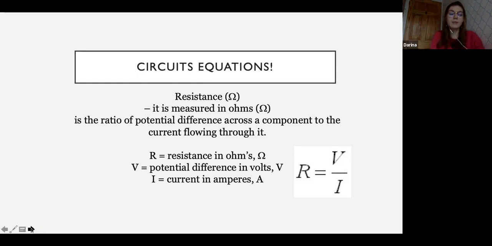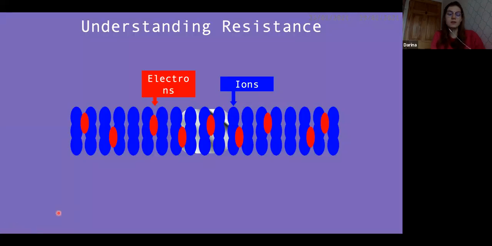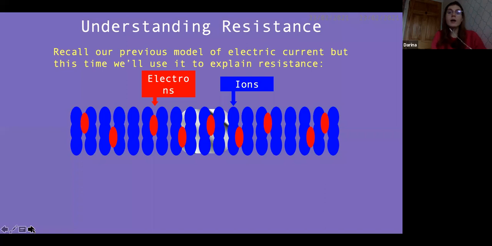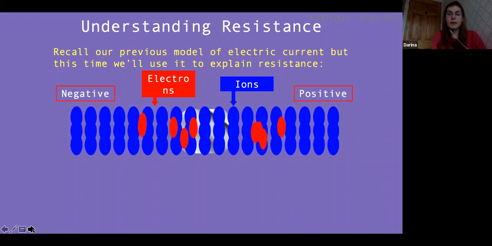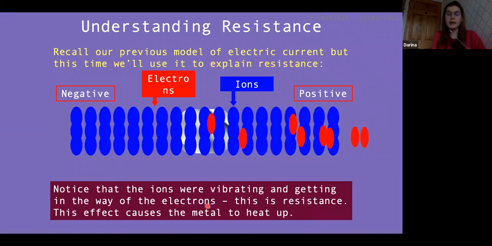Right, so we've got a couple of questions already about resistance. So let's go into a bit more depth on resistance, because it's kind of the most unusual concept here. So let's try and understand resistance. Again, we've got our electrons and our ions in our wire, which are the conductors that make up the circuit. If the resistance was to get higher, a couple of things could be happening. For example, the ions could be vibrating and getting in the way of the electrons, so the electrons will move more slowly through the material. And this is resistance. This effect also causes metals to heat up.